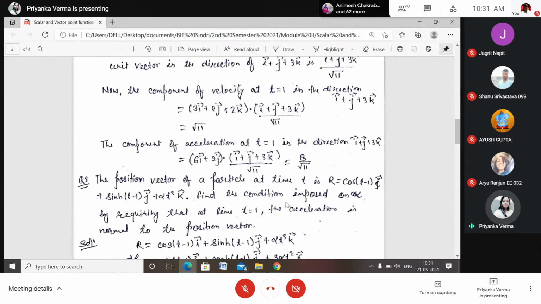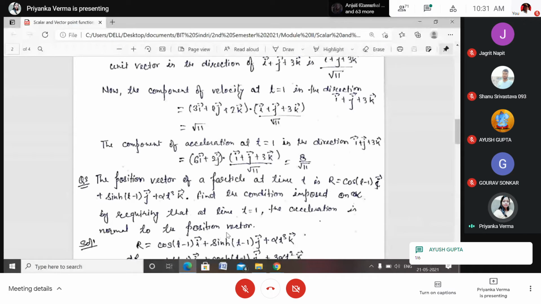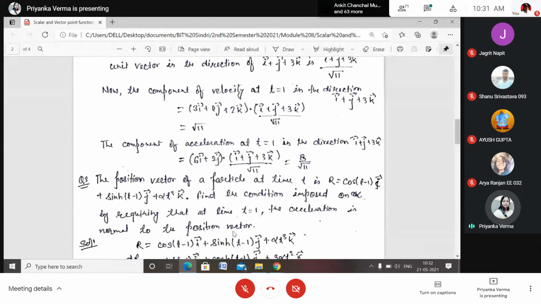See, I'm giving you a hint. First of all, you evaluate the velocity, then the acceleration. Now, as it is given that the acceleration is normal to the position vector, that means r dot a will be 0. And you have to evaluate everything at time t equal to 1. So thus you can find alpha. Solve it.